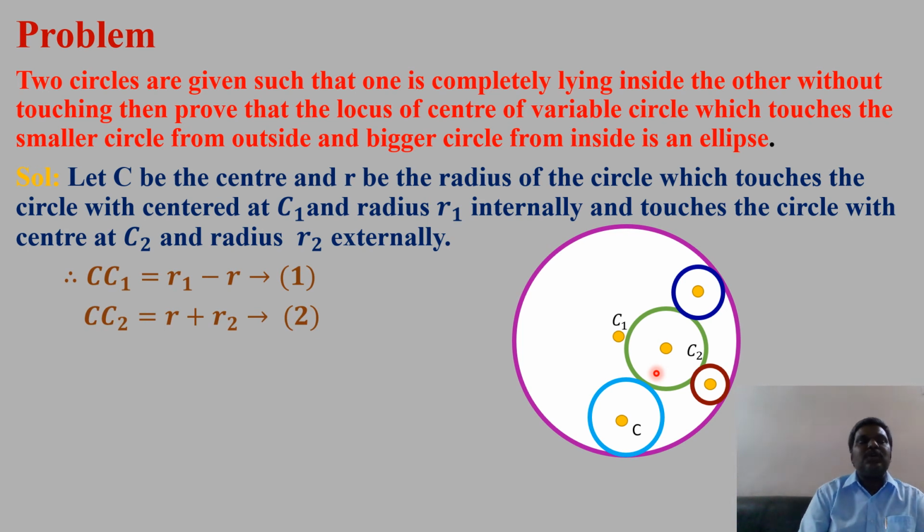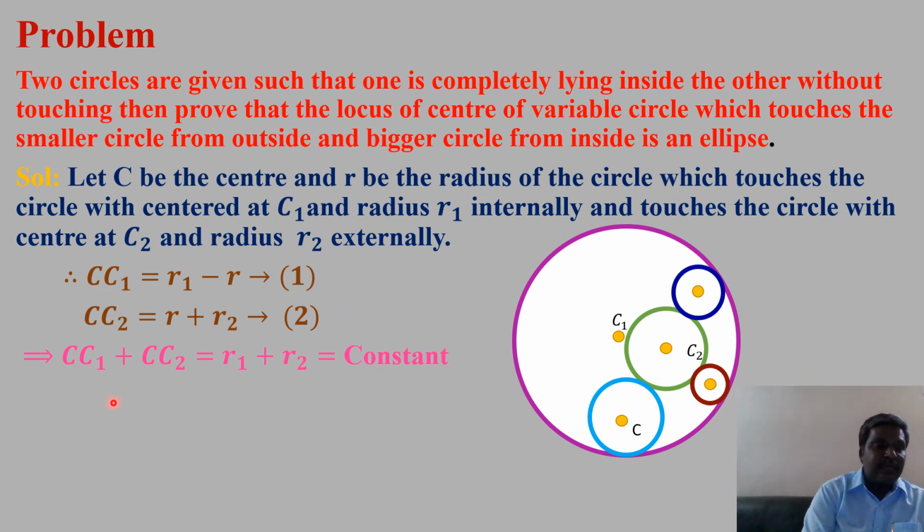These are two equations. Clearly observe that R1 and R2 are two fixed values. What is R? Varying. So how do we eliminate that variable value? Just by adding these two equations. By adding these two equations, what you have, C1C plus C2C is equal to R1 plus R2. Is it constant or not? R1 plus R2 is constant. Observe the left side. What is C1? Fixed point. What is C2? Another fixed point. What is C? Variable point. This is of the form SP plus S'P is equal to some constant.